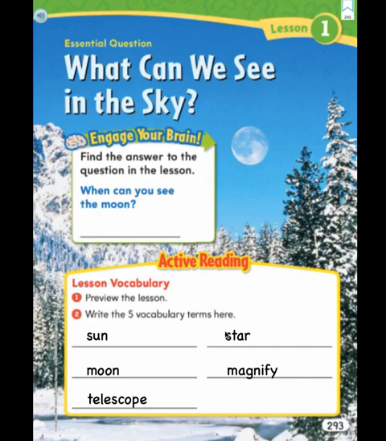Now, as we're reading today, I want you to pay close attention to these words. The author has picked them out as important words that you need to understand in order to understand the lesson. Sun, star, moon, magnify, and telescope.